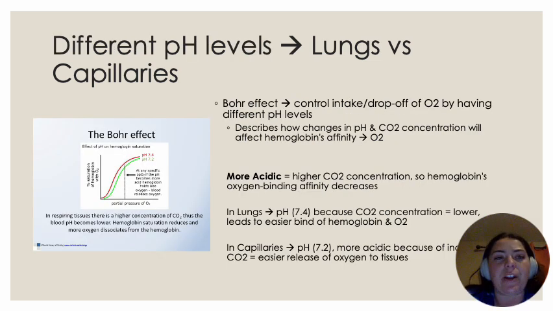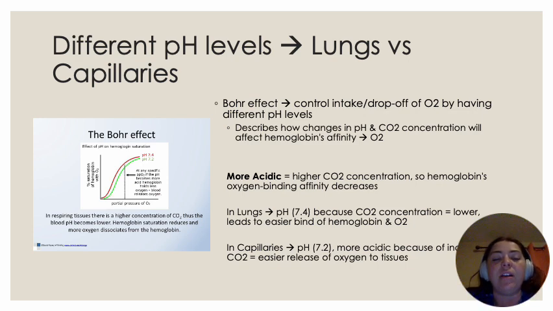For pH levels in our lungs and capillaries, we use the Bohr effect to talk about how the changes in pH and CO2 concentration will affect the hemoglobin's affinity for our O2 levels. So the more acidic an environment an area is, there's going to be more carbon dioxide there. That concentration of that will be higher. So the hemoglobin's oxygen binding affinity will decrease because it's not going to want to uptake oxygen. It's going to want to release it. It's going to want to give it away.